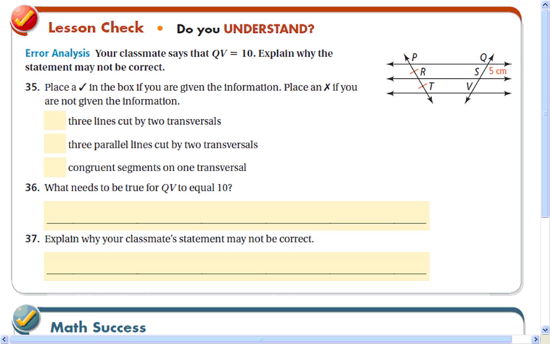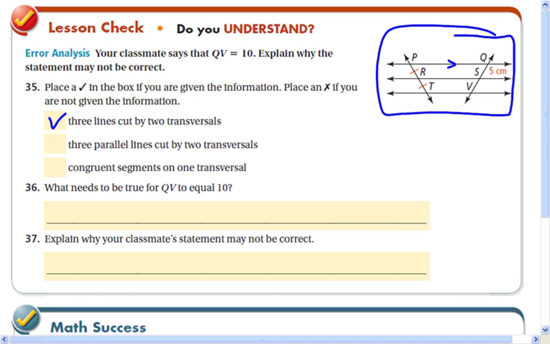All right, then the lesson check. Place a check by the box if you are given information. So QB is 10. Explain why this statement might not be correct. That QB equals 10. And we know that we have 3 lines cut by 2 transversals. 3 lines parallel cut by 2 transversals. There's no indication on this diagram that those 3 lines are parallel.